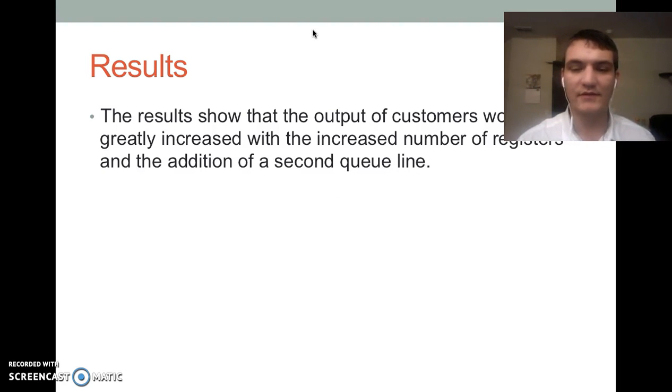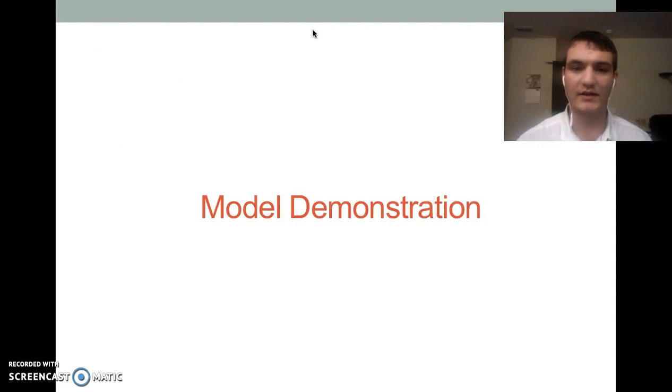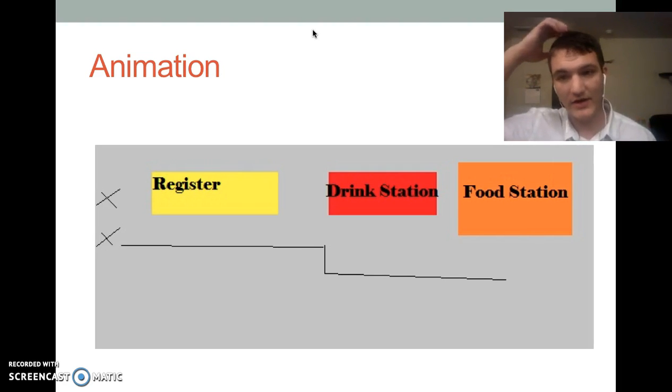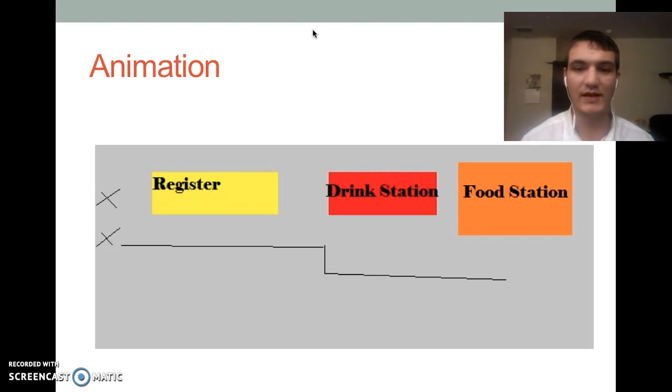So the results of this are that the output of customers would be greatly increased with the increased number of registers and the addition of a second queue line. Essentially, from the other side of the food station, we would mimic and mirror this layout. On the right side of the food station, we would have a drink station, and to the right of that new drink station, we would have another register, as well as a queue line that extends into these three items.